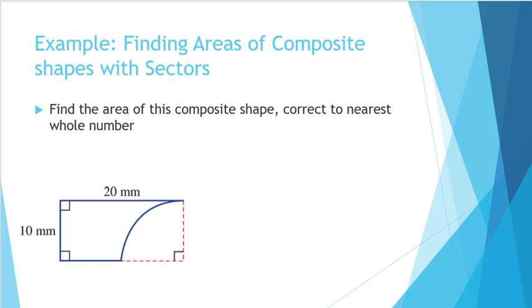So it's saying here find the area of this composite shape, correct to the nearest whole number, okay? So just take that into account. Now, I would usually start out by shading what it is that I want. So that's what I'm doing with purple here. So that's what we want, okay?